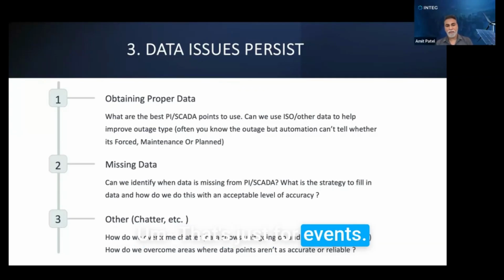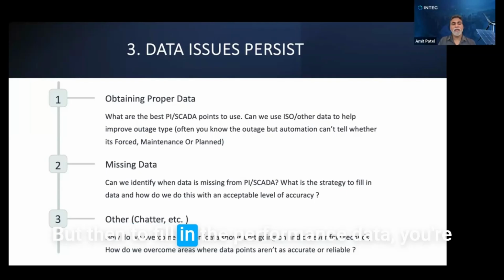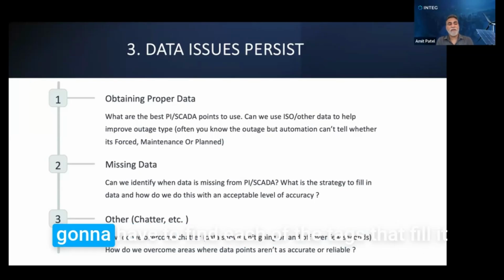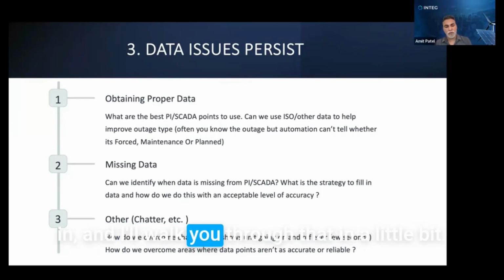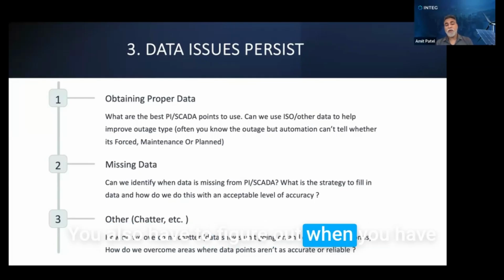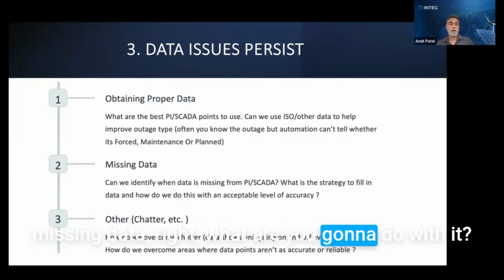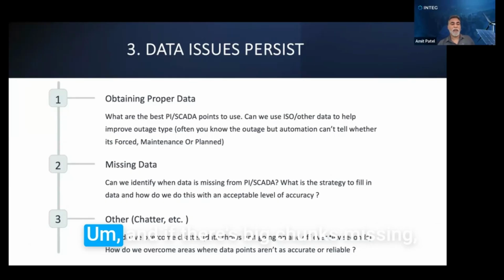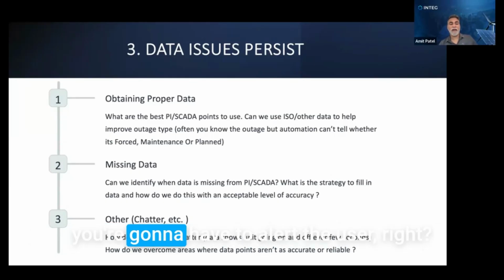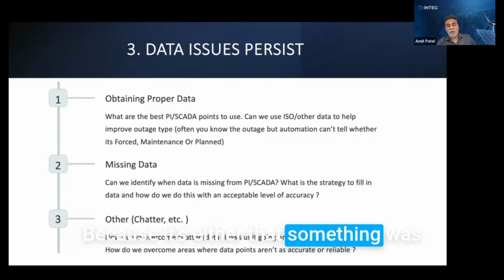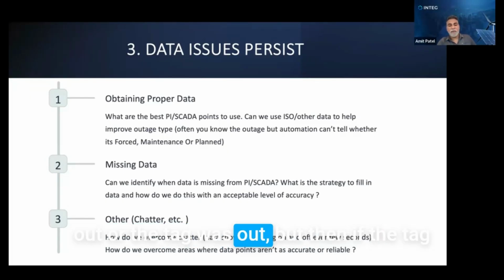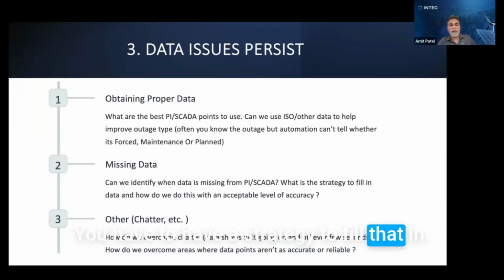That's just for events, but then to fill in the performance data, you're going to have to find each of the tags that fill it in, and I'll walk you through that in a little bit. You also have to figure out when you have missing data, right? What are you going to do with it? And if there's big chunks missing, you're going to have to alert the user, because it's either that something was out or the tag was out. But then if the tag was out, what are you going to do? You have to have a strategy to fill that in.